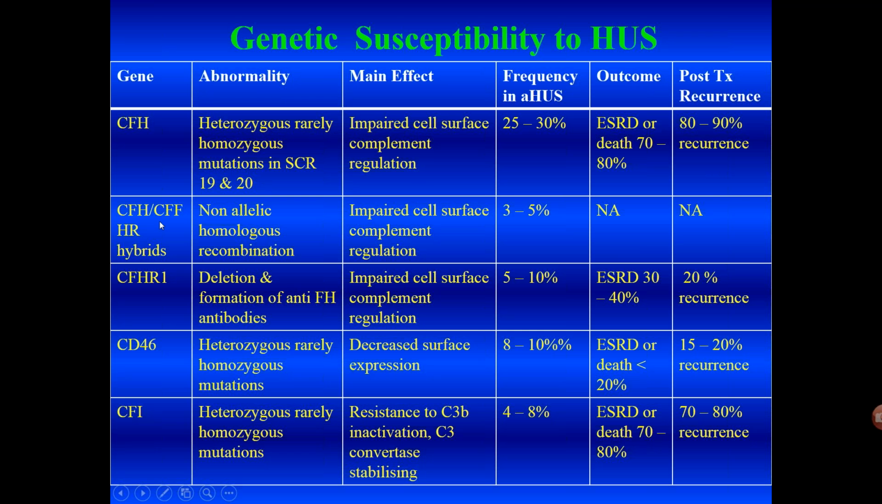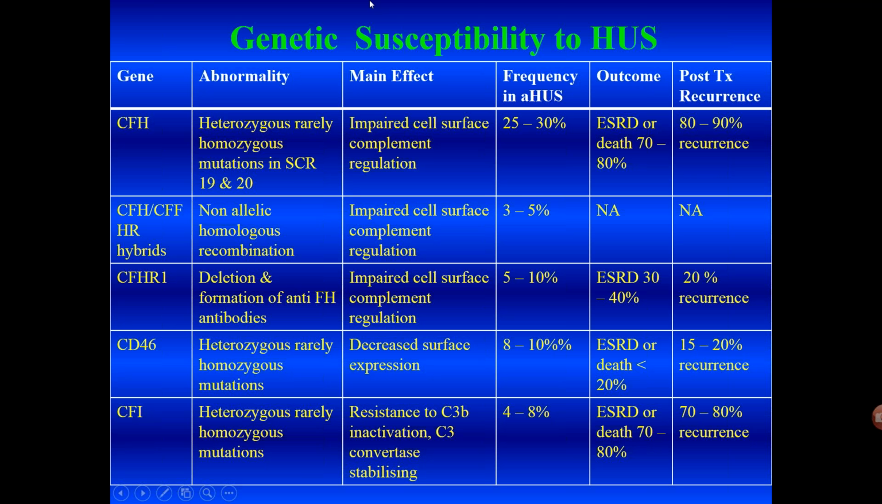There is also sometimes the formation of a hybrid gene between complement factor H and a group of genes which lie just upstream of complement factor H. Their role in the modern complement pathway is not very well understood, and so they are called complement factor H related genes and are numbered from 1 to 5.